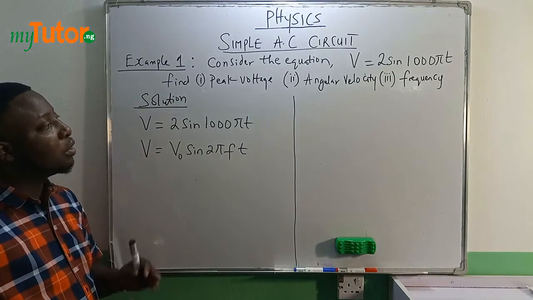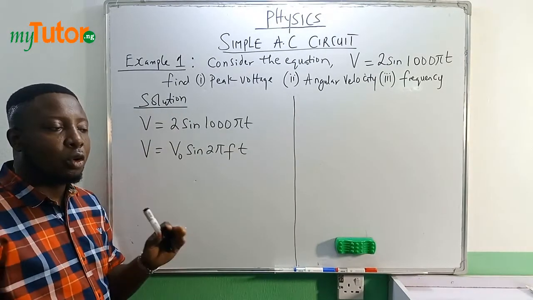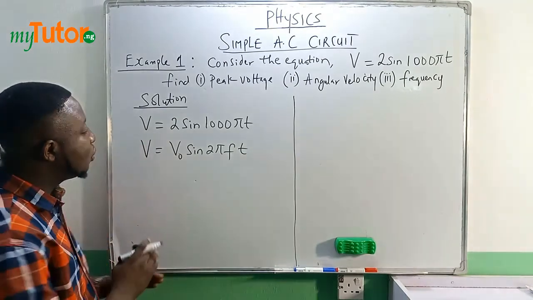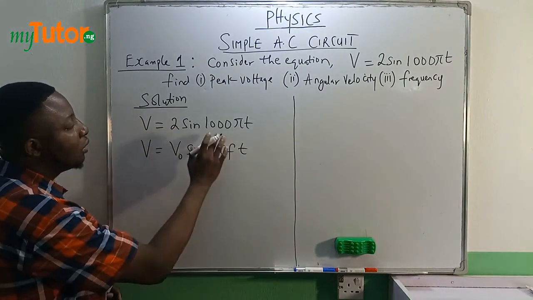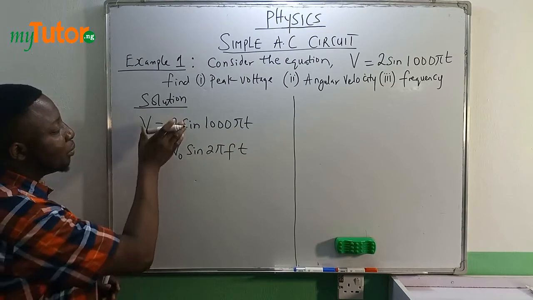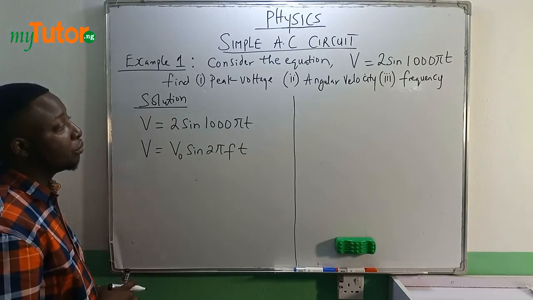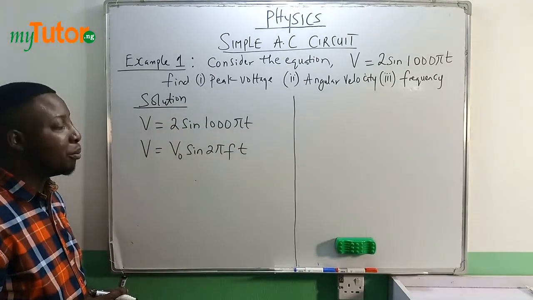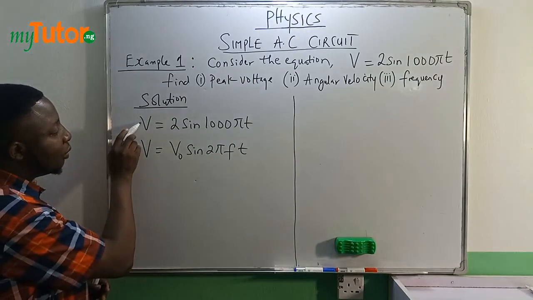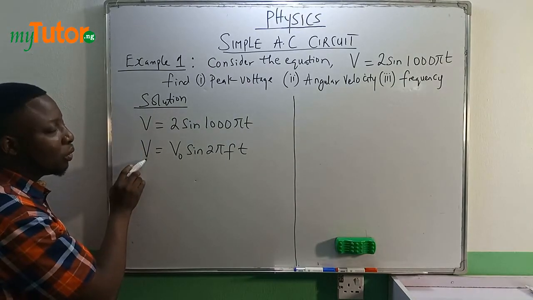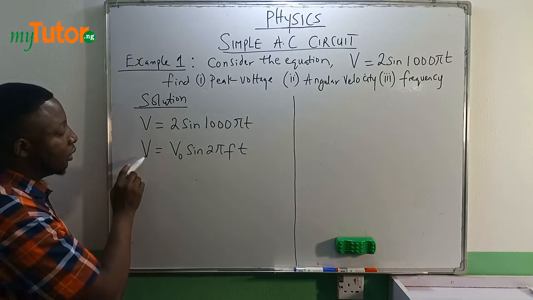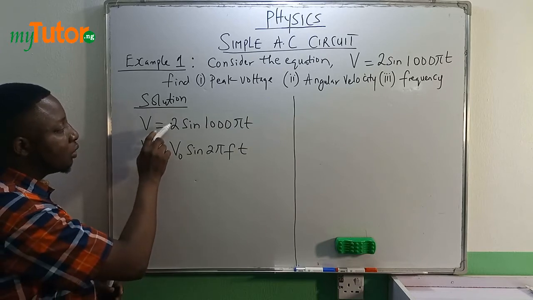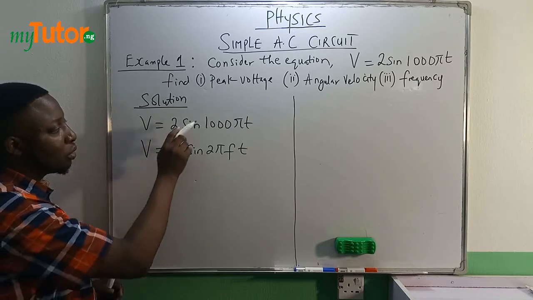Now, to solve the question, we will compare the two equations. That's why we have written it below the equation we are given, so that we can compare the two equations. What I mean by comparing is that whatever we have on this side should be equal to what we have below. So this V is equal to this V, and these two should be equal to our V naught, in that order.